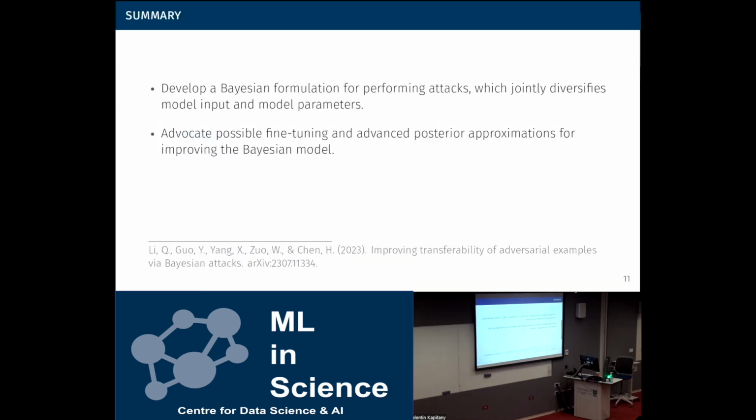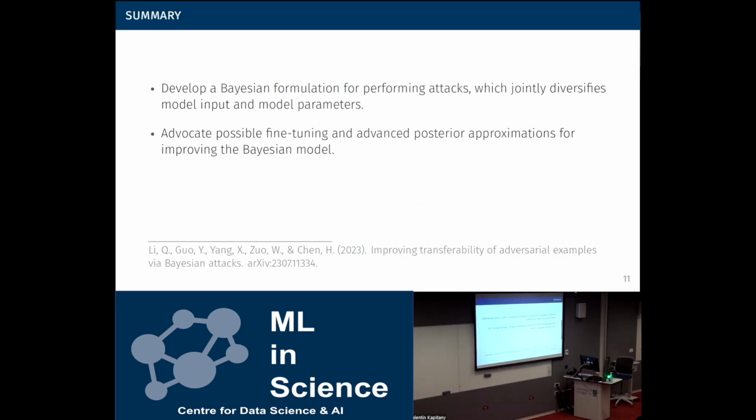So just a quick summary. What we did in this case is we introduced a Bayesian formulation to adversarial attack, and this can be treated as you attacking infinitely many neural networks. And if you can afford the computation cost, then you can do a bit of fine-tuning to improve the success rate.